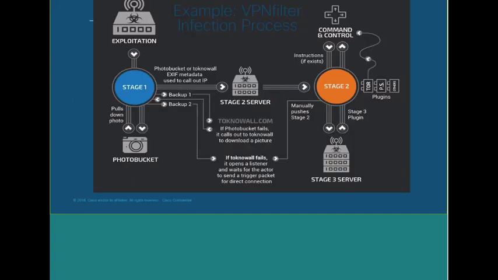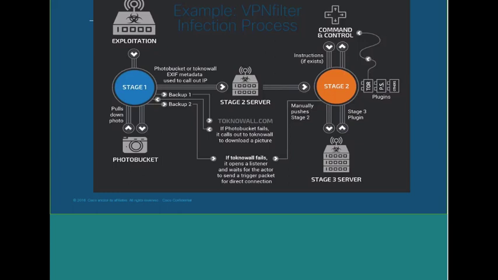Here's a somewhat more complex example, VPN filter. VPN filter has multiple command and control stages with backups. So just to go through it quickly, stage 1 here connects to PhotoBucket. And if it can't connect to PhotoBucket for any reason, it connects to knowall.com. Either one, it gets an image and extracts some instructions from the embedded EXIF data. Those instructions are the location of stage 2. If both of those fail, if it can't get to PhotoBucket or to knowall, it just opens the listener and sits and waits for instructions about where stage 2 is located.